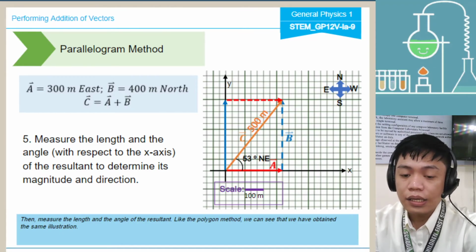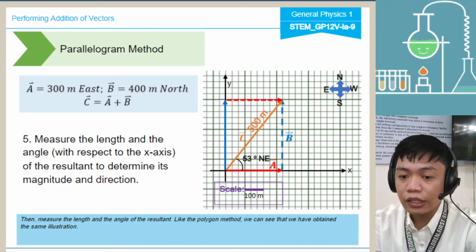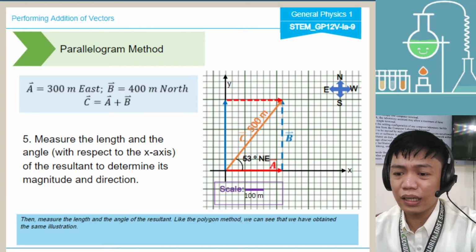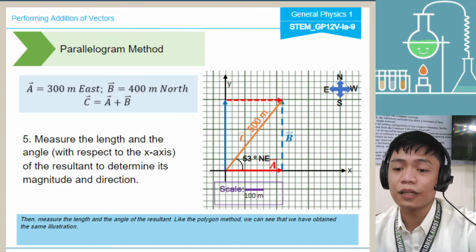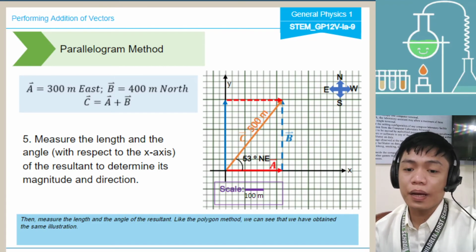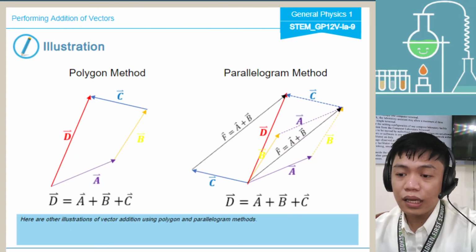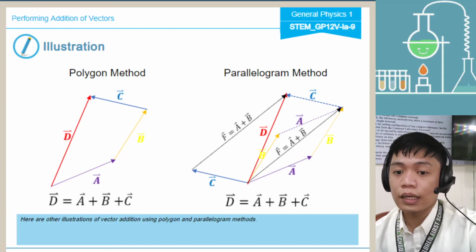Last, measure the length and the angle with respect to the x-axis of the resultant to determine its magnitude and direction. So it's very easy. It's just basically plotting it on the Cartesian coordinate plane with respect to the measurement, or the magnitude and the direction. So this is the illustration of how it works if you try to add more vectors in that specific problem.